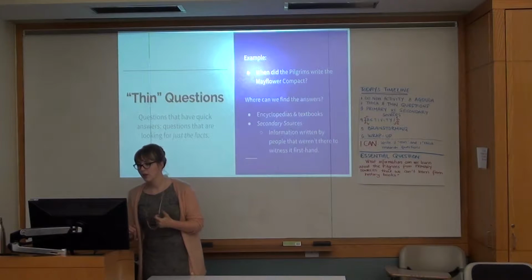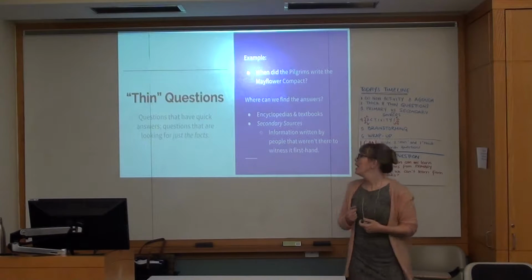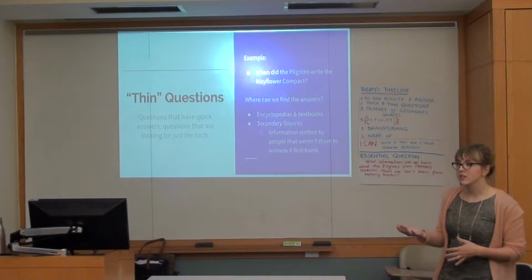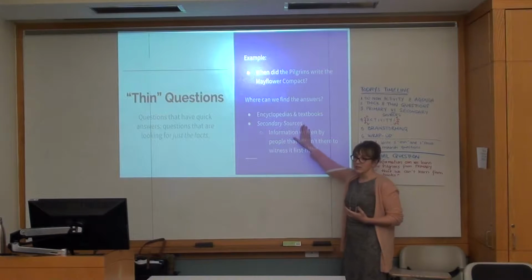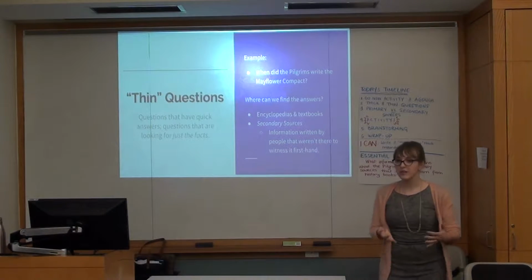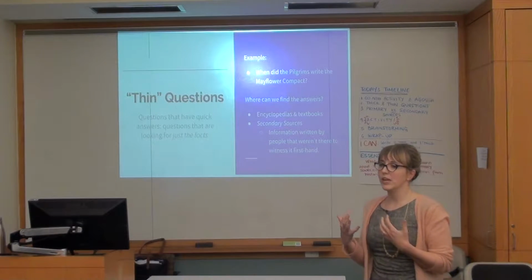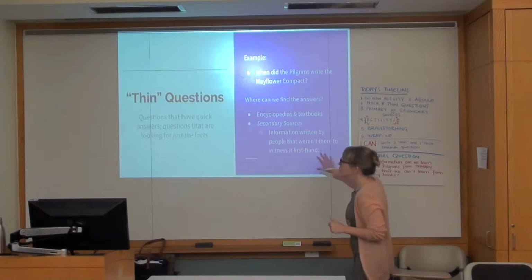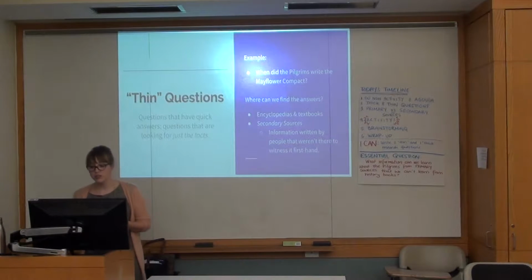Beautiful. So we can usually find these answers really quickly in those encyclopedias and textbooks. We've looked a little bit at these when we've talked about databases before. These are secondary sources. By secondary sources, I mean they're information written by people that weren't there to witness it firsthand. They've gathered up all the information, they've gathered up all the history, and they've given you just the facts. So I think that those are really great places for us to look when we're looking for answers to thin questions.